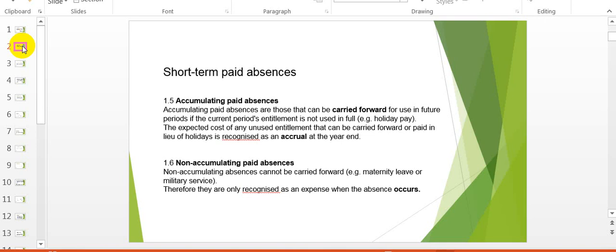Then we also have the non-accumulating paid absences. These you only utilize in the period in which you take the leave, meaning if the leave has not been utilized in that particular year, it cannot be carried forward to the following year. Examples include maternity leave.